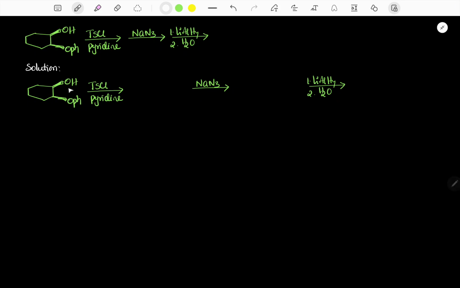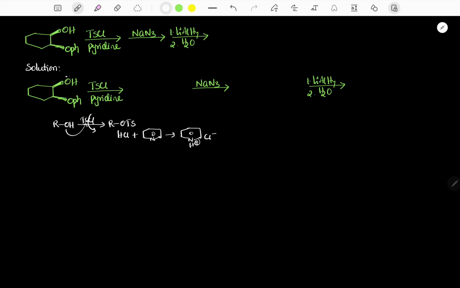The reactant has two functional groups: an alcohol functional group and an ether functional group. And we are adding tosyl chloride in the presence of pyridine. So we know that when alcohol is treated with tosyl chloride, the lone pair attacks the tosyl group, Cl leaves, and finally we get the corresponding ROTs and HCl. And this HCl reacts with pyridine and forms pyridinium chloride. So here we are using pyridine to remove the HCl.